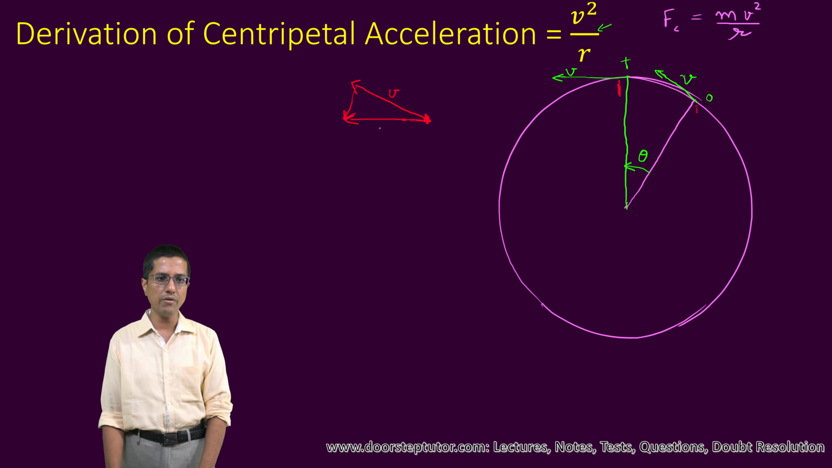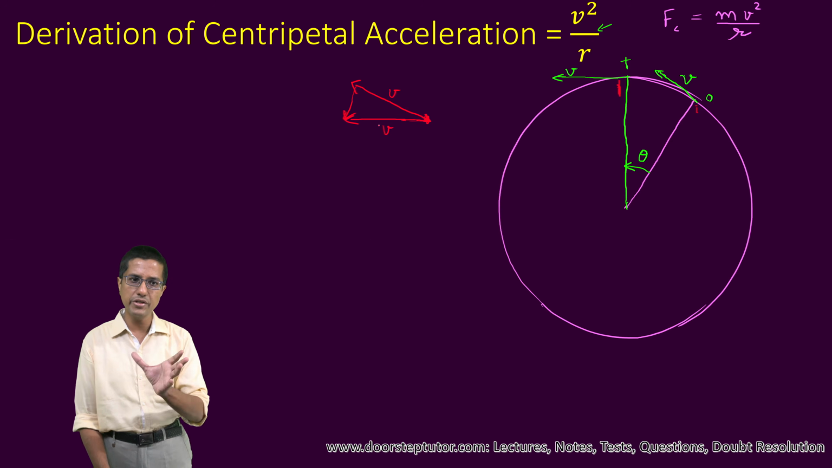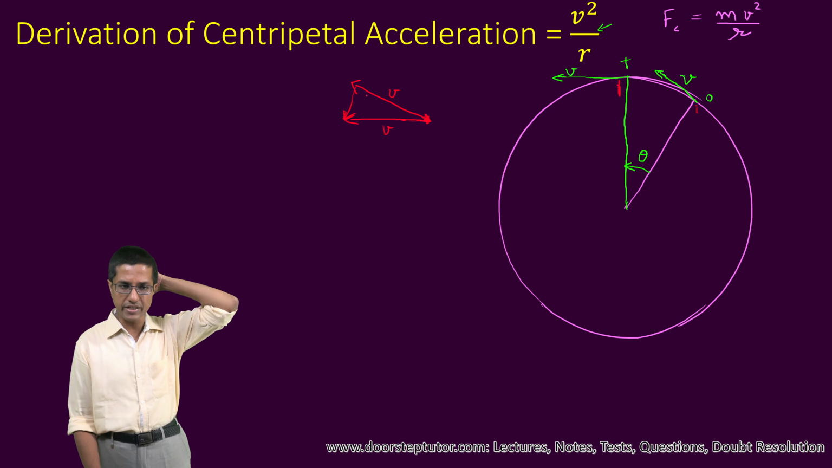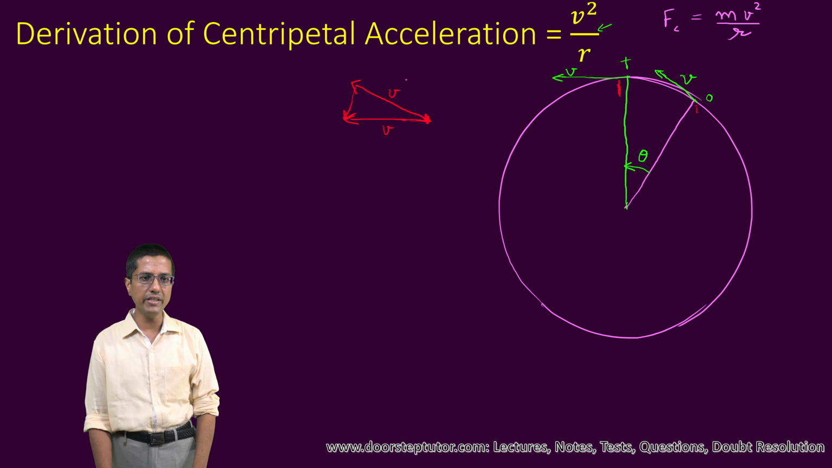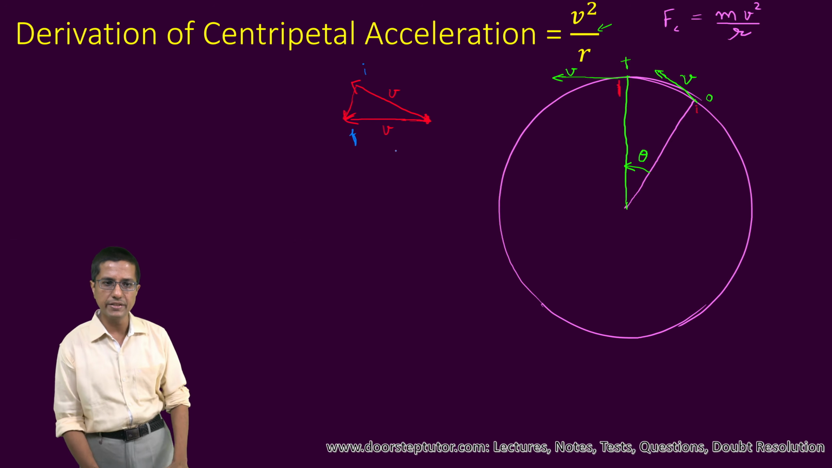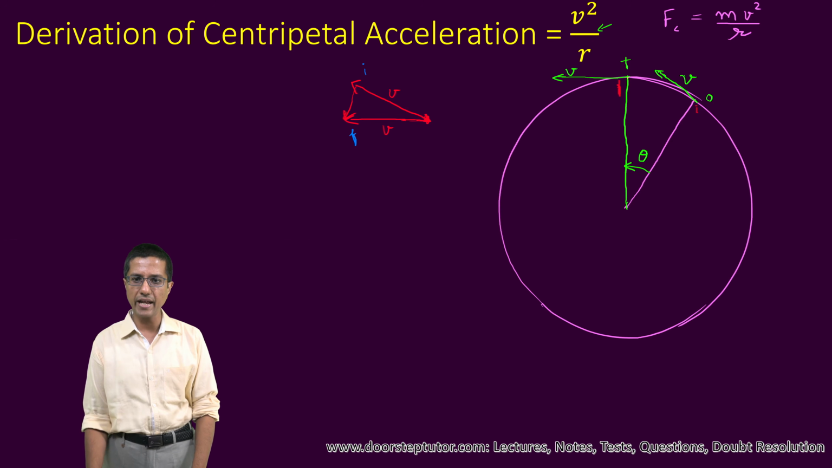So the magnitude of both of these is the same, magnitude is v, and the direction is different, and this is the difference between these two vectors. So this is the initial vector and this is the final vector. Now, one of the things that you will notice is that there are two triangles which are formed here. So we will just join these two lines as well.